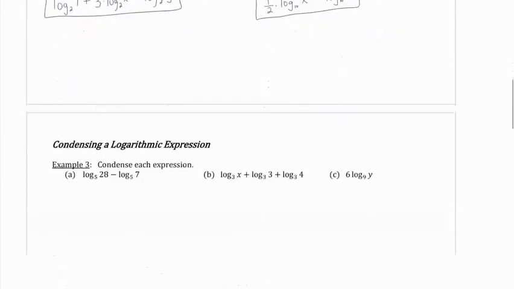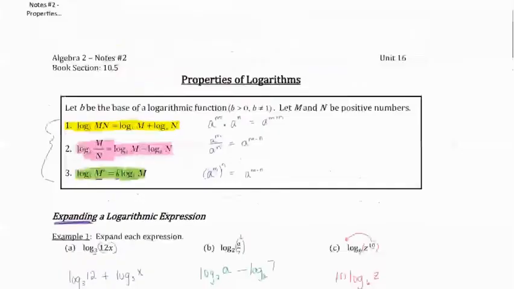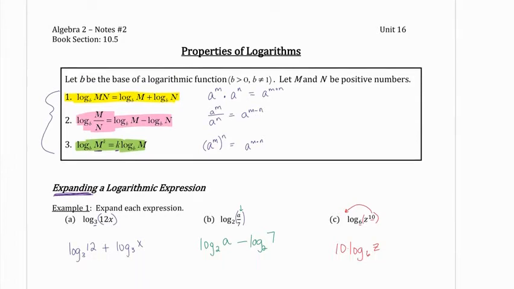Now we're going to do it the opposite way. So now we're going to condense a logarithmic expression. I've got multiple logarithms and I want to condense it down to just one logarithm per problem. Again, this is the same three properties up here, except now we're starting with an expression like on the right side and moving to something on the left. We're going the opposite direction.